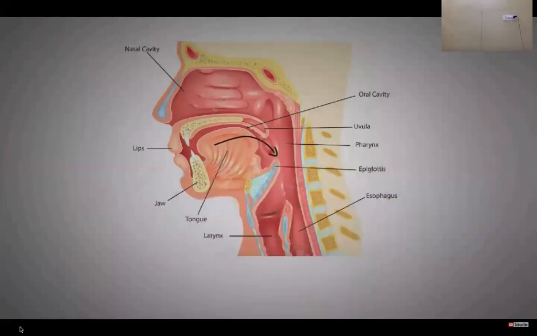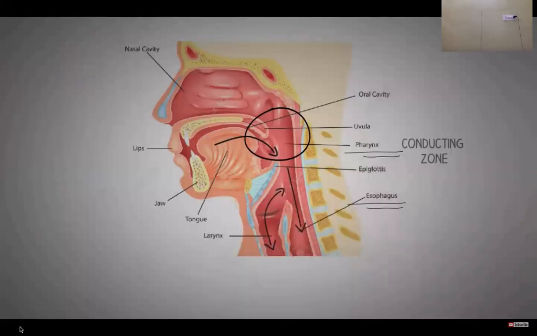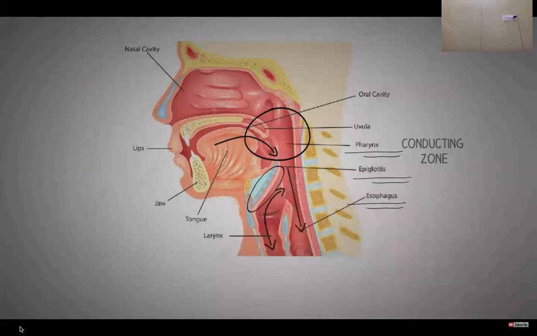So after the food has been chewed and mixed with the saliva, it then passes into the pharynx and then into the esophagus through a series of controlled muscle contractions known as the deglutition reflex. The pharynx is a conducting zone that is a part of both the respiratory tract as well as the digestive system. The pharynx continues down as the esophagus, but it also receives the opening of the larynx anteriorly. The epiglottis is a piece of cartilage that covers the opening of the larynx.